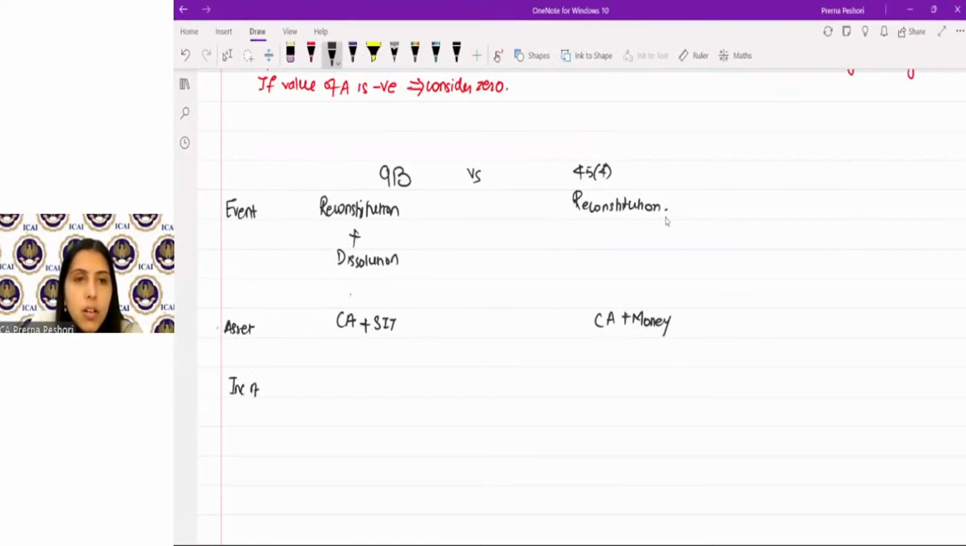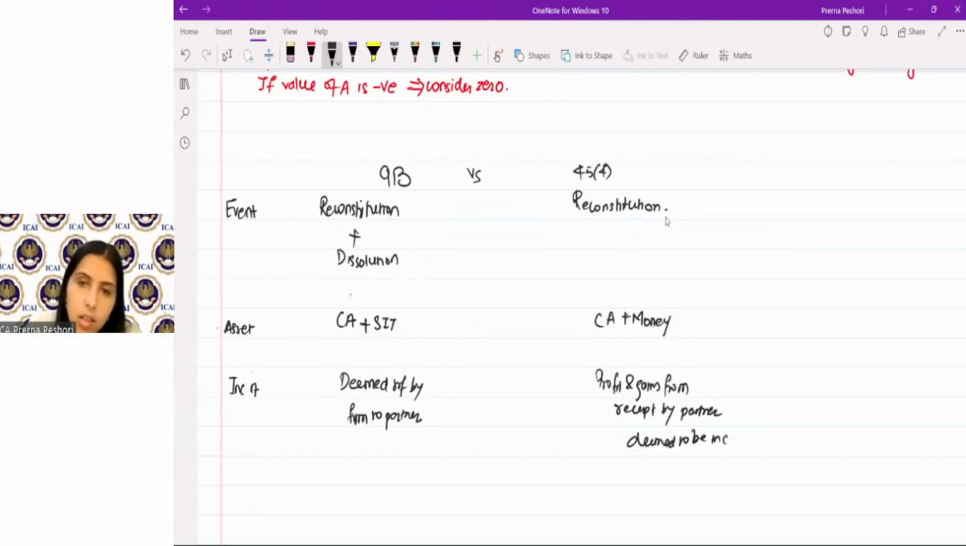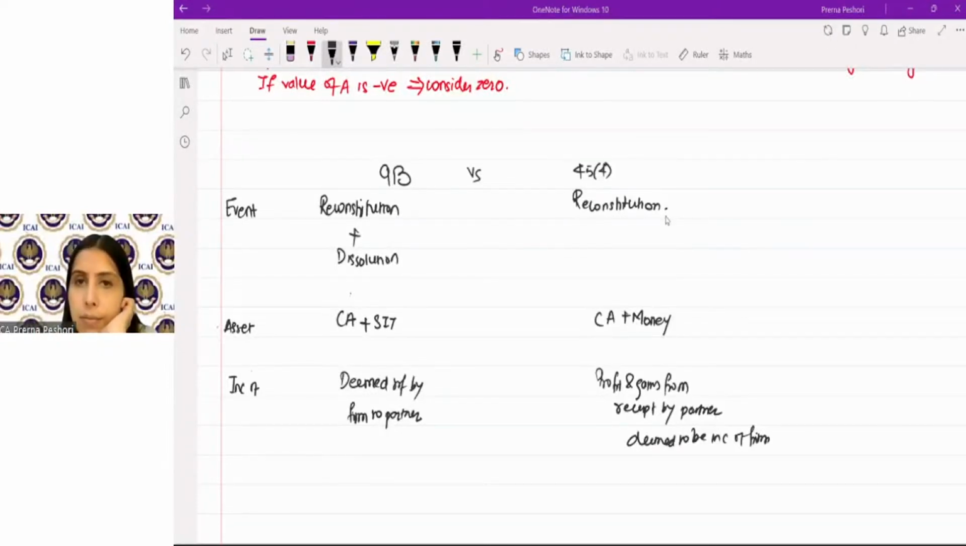Income of deemed transfer by firm to partner. And this is profit and gains from receipt by the partner. Deemed to be income of firm. Are we clear? Clear?